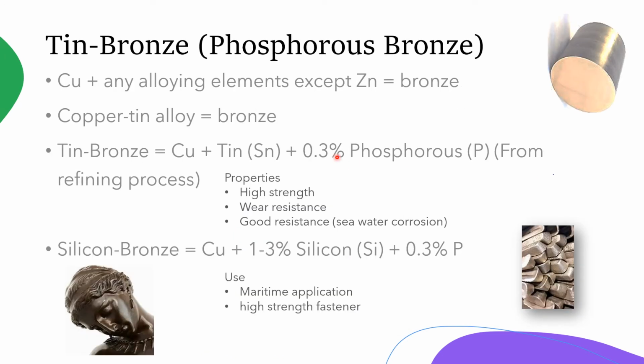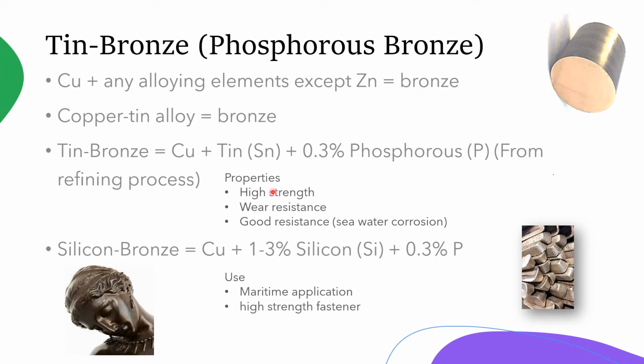So tin bronze. Bronze, another type of copper alloy. Tin bronze, commonly known as phosphor bronze. You're going to put copper with any alloy elements, but you can't put zinc, okay? And you're going to get bronze. If you put zinc, you're going to get brass. So a copper-tin alloy, we call it bronze. So tin bronze, what do we have? We have copper, we have tin, we have 0.3% phosphorus. And this little guy comes from your refining process, okay? Like impurities. Then we got tin bronze.